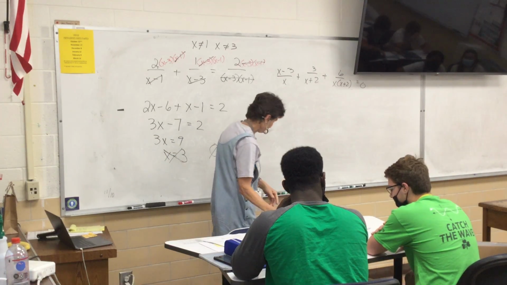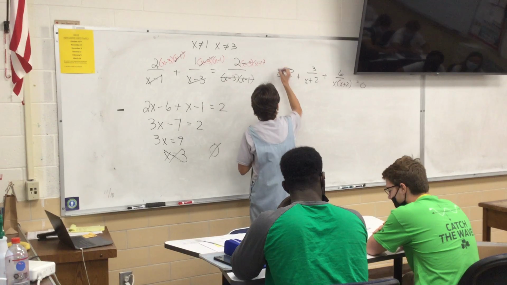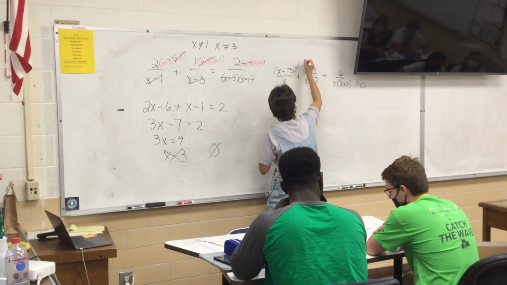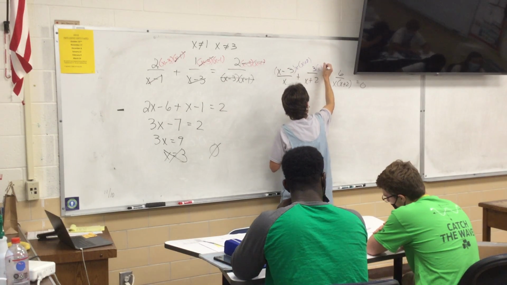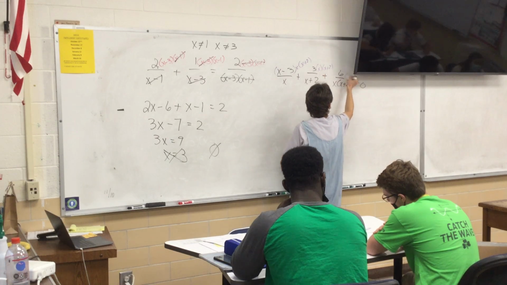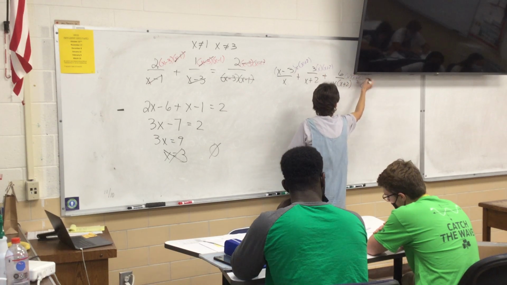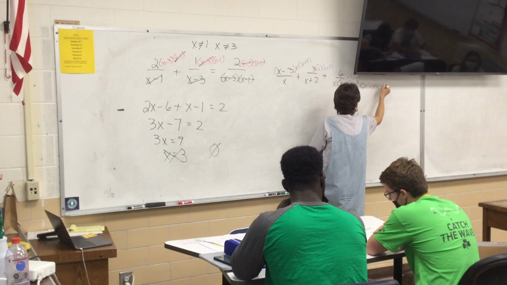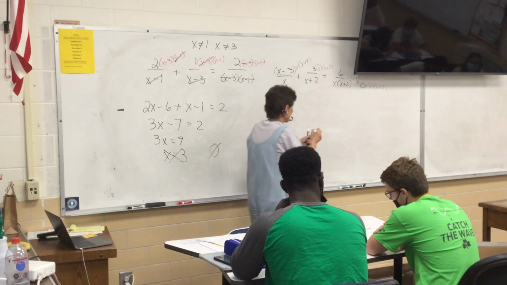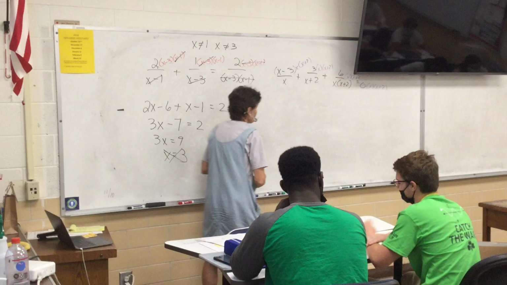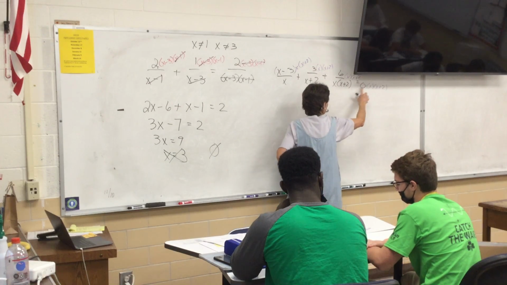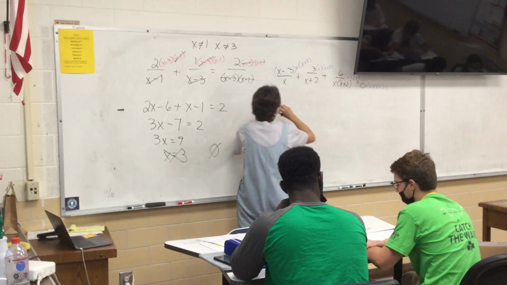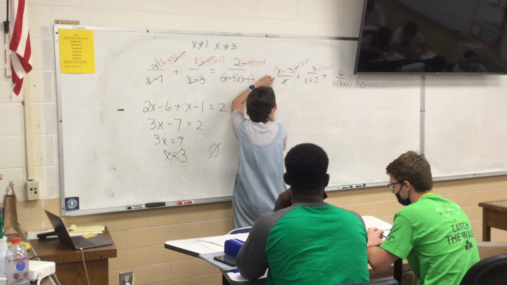Okay, so hopefully you have multiplied everything by x and x plus 2. Again, that's a 0 on the right side, so it doesn't really matter, but if that's another number, please remember to multiply on that side also.